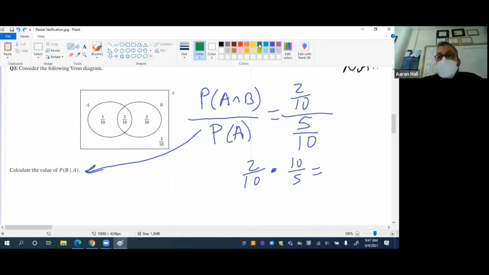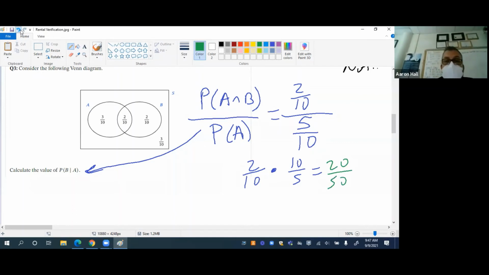Don't get this confused with cross multiplication. We can certainly do that. We could go 20/50 and then simplify, or this is called cross simplification. Isn't 10 divided by 10 just 1? So really we just have 2/5. Yep, 2/5 is our answer for this question.